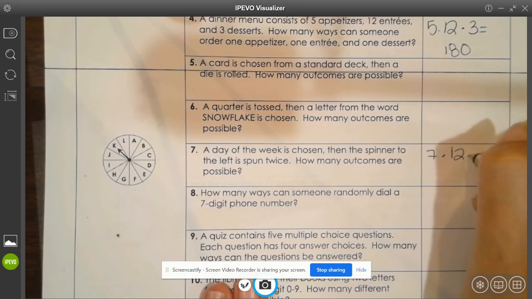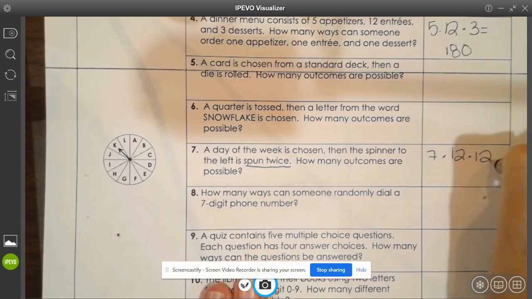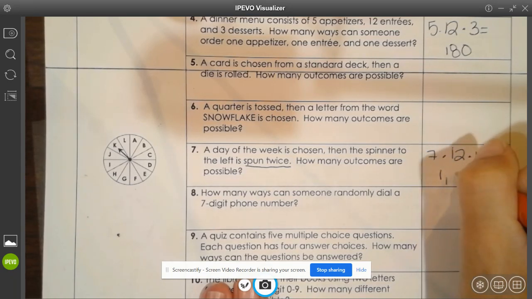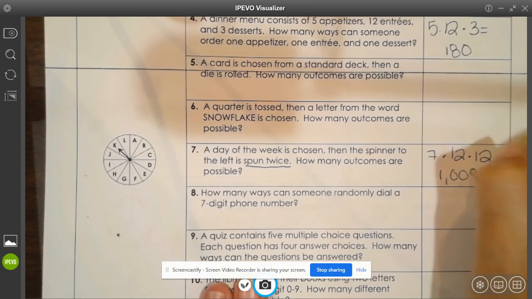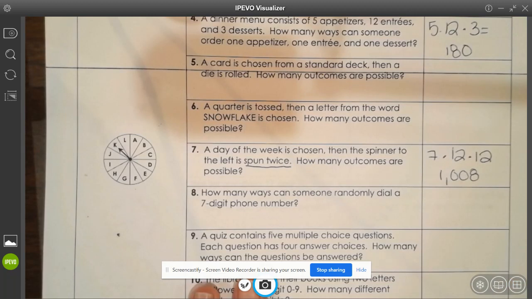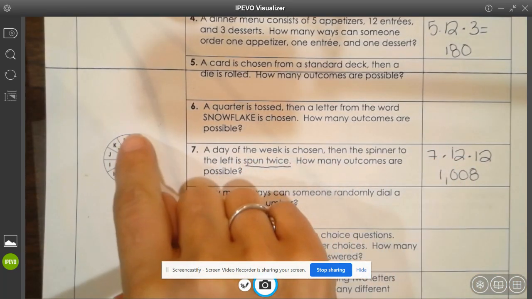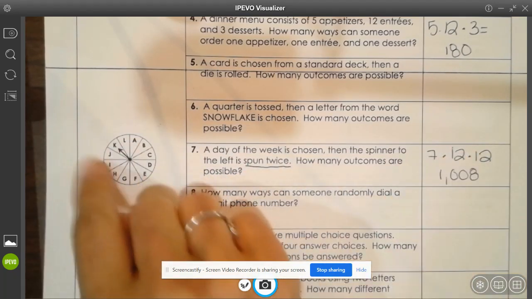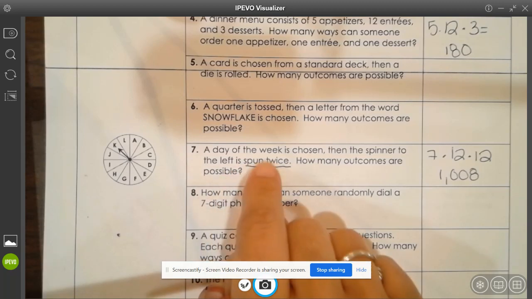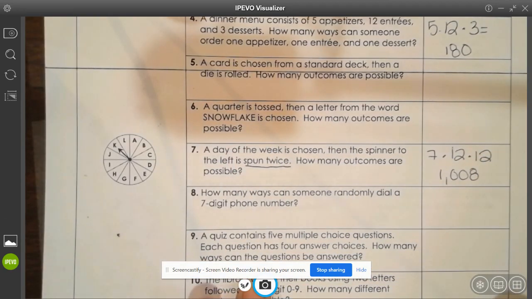right? And then the spinner is spun twice. So that's times 12 again. So the outcomes should be 1008. Okay. So notice that 7 days times, well, there are 12 slices here. So that's 12. And then it's spun twice, so that's 12 again. Okay.